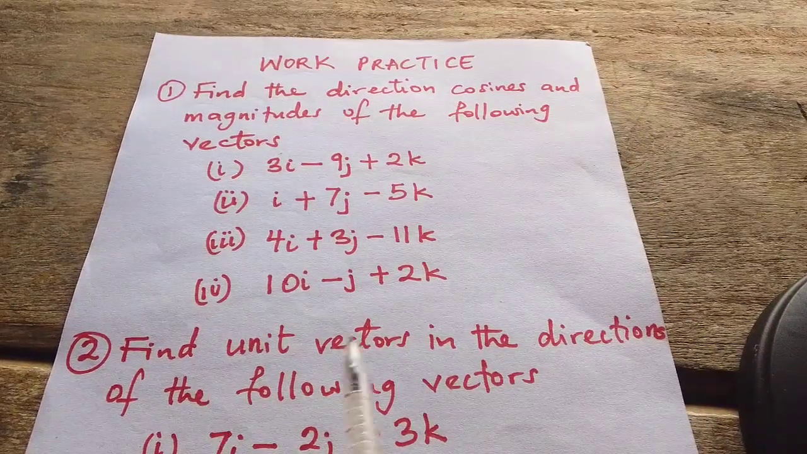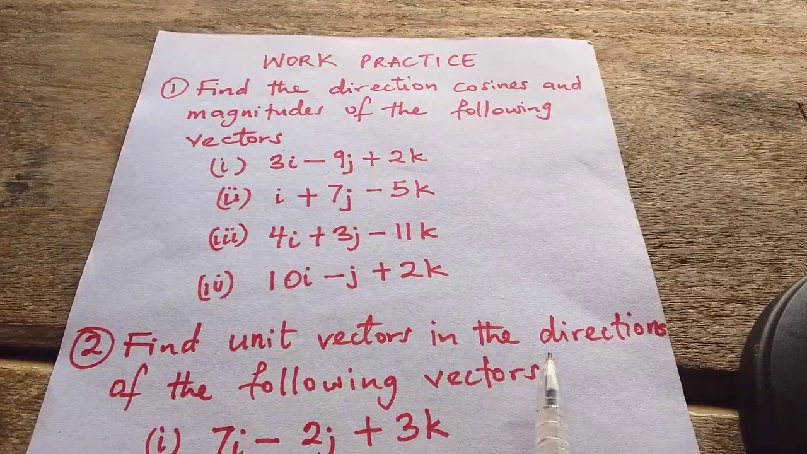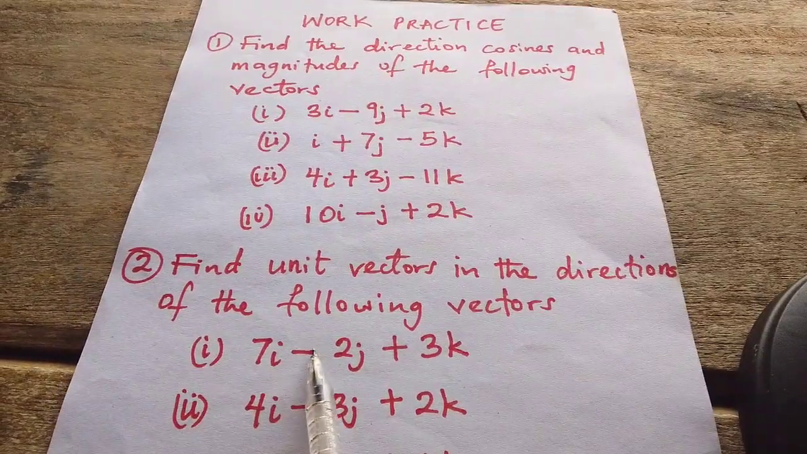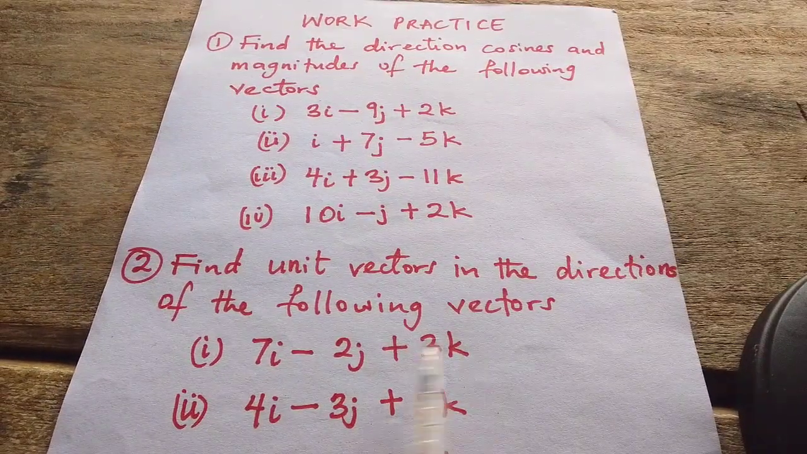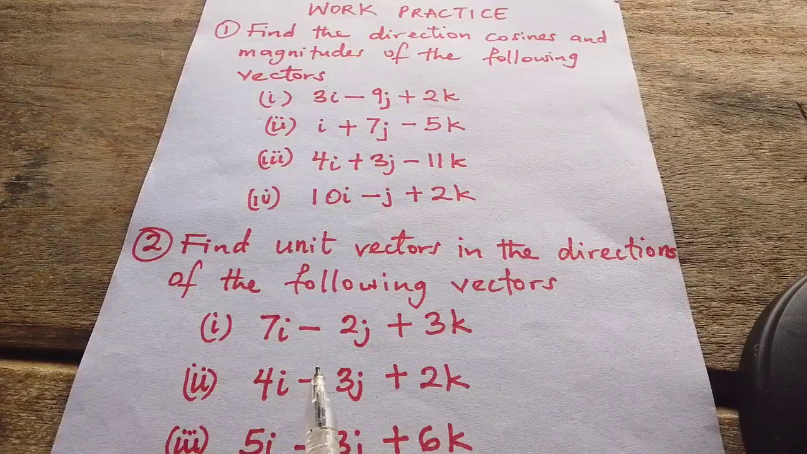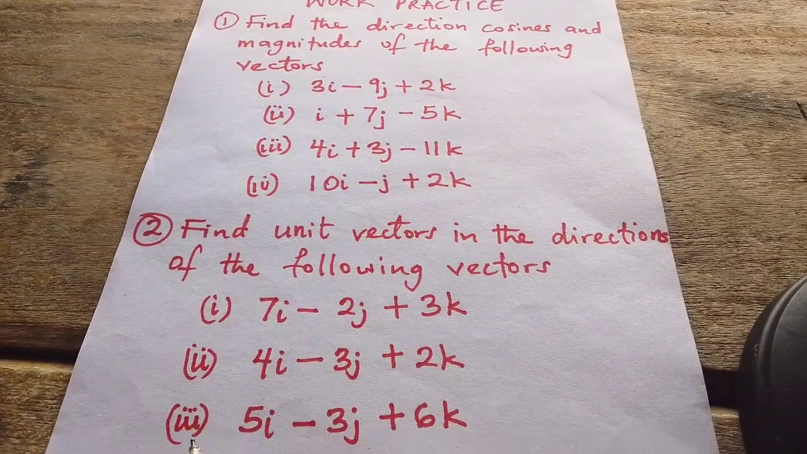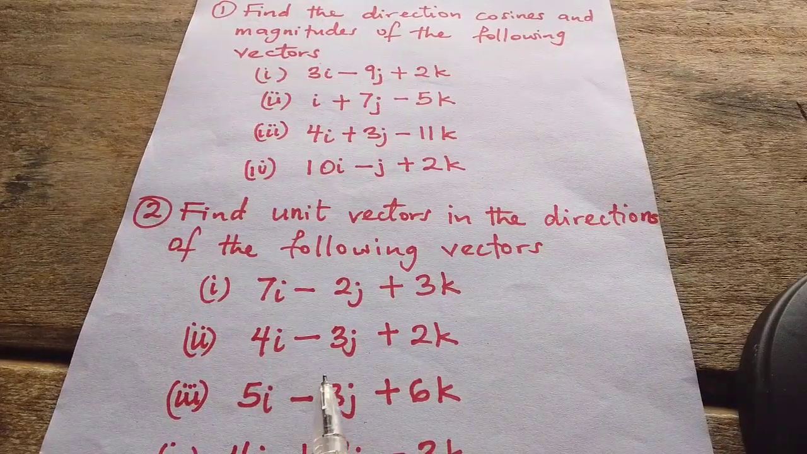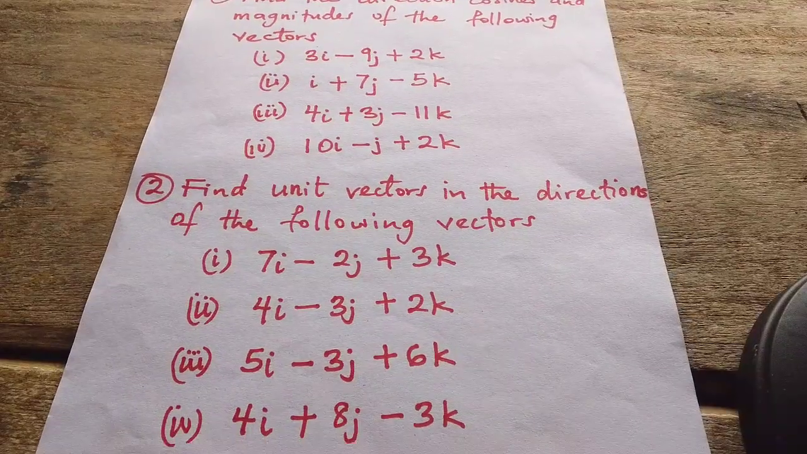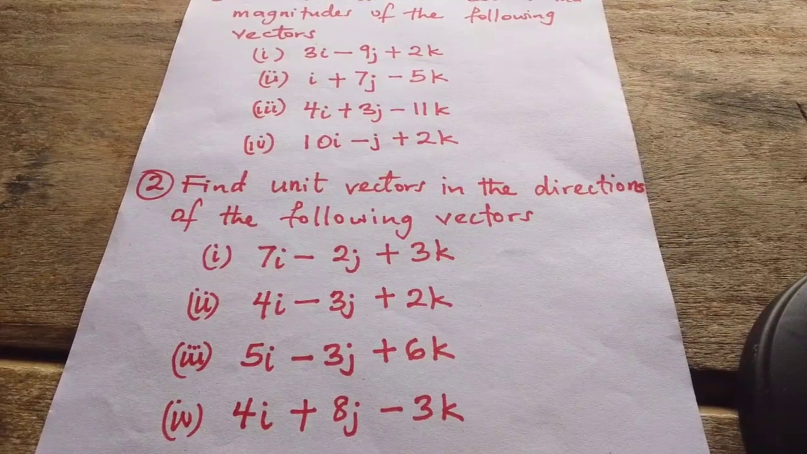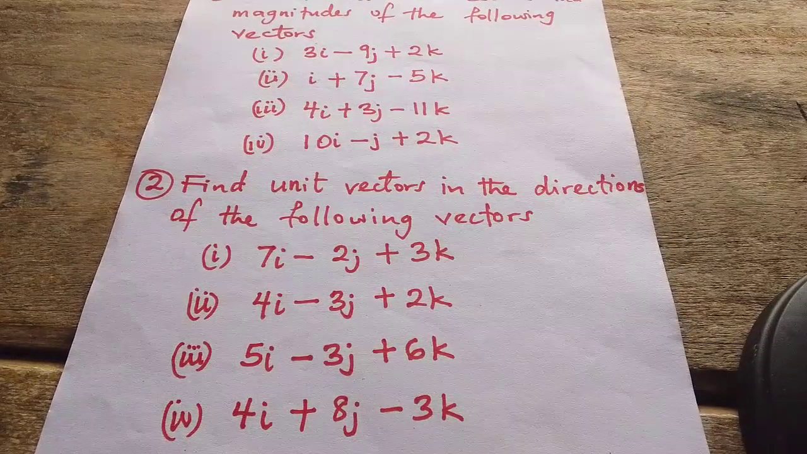Number 2. Find unit vectors in the direction of the following vectors. 1. 7i minus 2j plus 3k. 2. 4i minus 3j plus 2k. 3. 5i minus 3j plus 6k. 4. 4i plus 8j minus 3k.